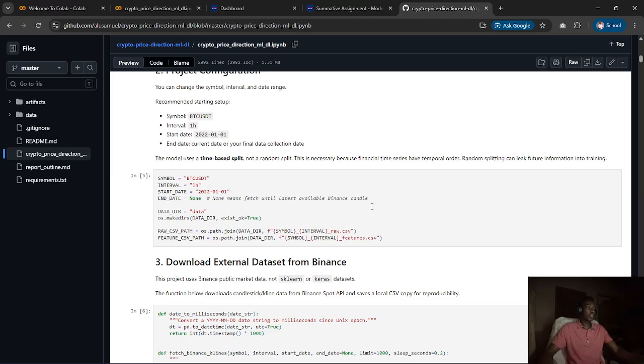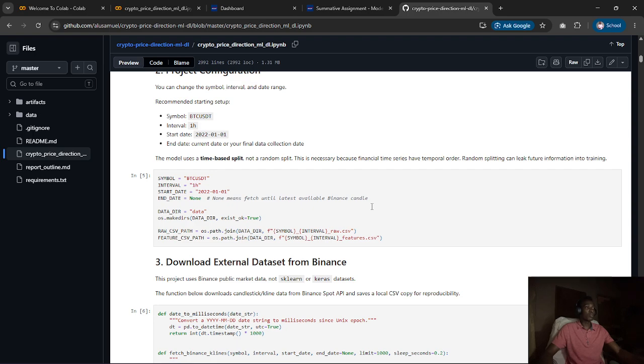After loading the data, it inspects the dataset. I check the number of rows and columns, date range, and missing and duplicate timestamps. This step is necessary because financial time series data must be clean and correctly ordered. If timestamps are duplicated or missing, model evaluation may become unreliable.